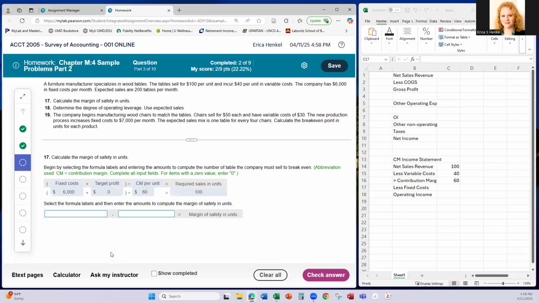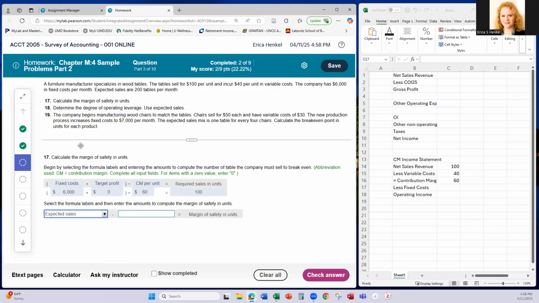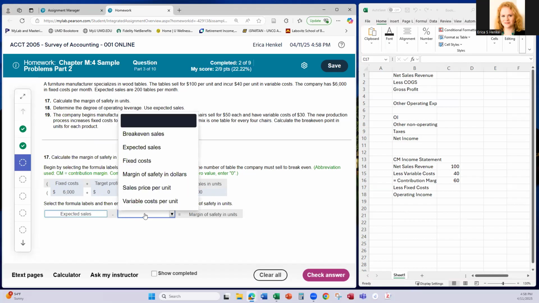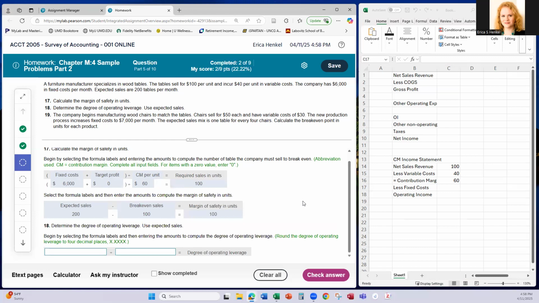Now, for the margin of safety in units, we're going to take our expected sales level, which is 200 tables per month, and we're going to subtract from that the number of units we need to break even, so break-even sales. So if our expected sales are 200 and our break-even sales are 100, that means that we have a margin of safety of 100 units between what we expect to happen and what we need to break even.